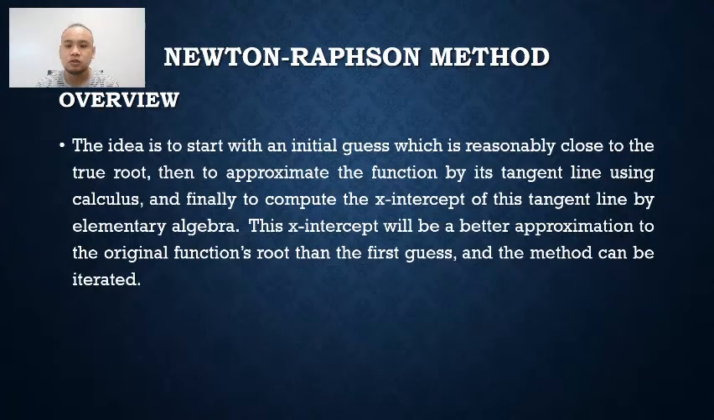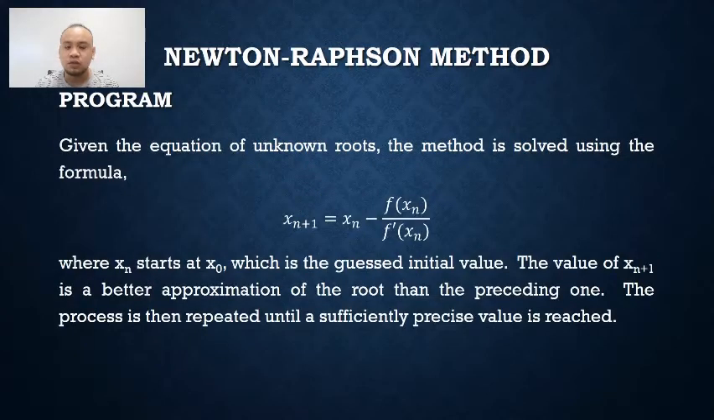The idea is to start with an initial guess which is reasonably close to the true root, then to approximate the function by its tangent line using calculus, and finally to compute the x-intercept of this tangent line by elementary algebra. This x-intercept will be a better approximation to the original function's root than the first guess, and the method can be iterated.